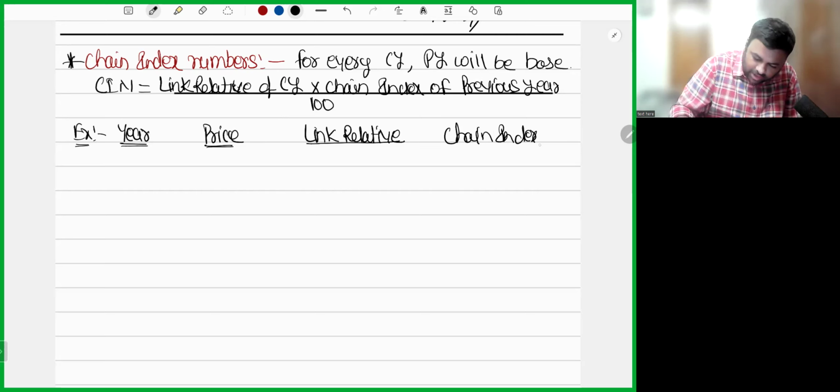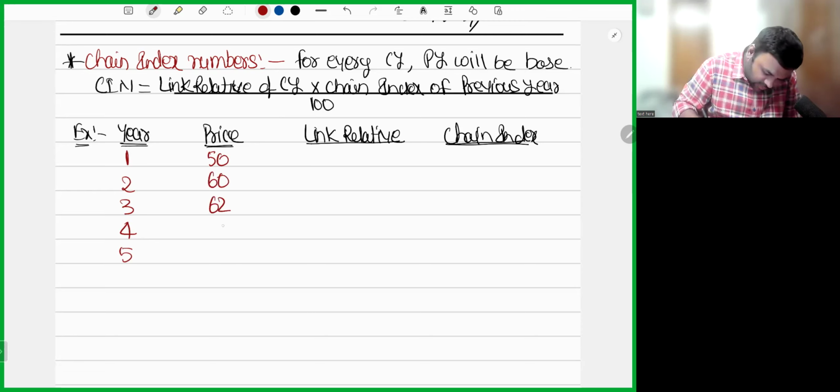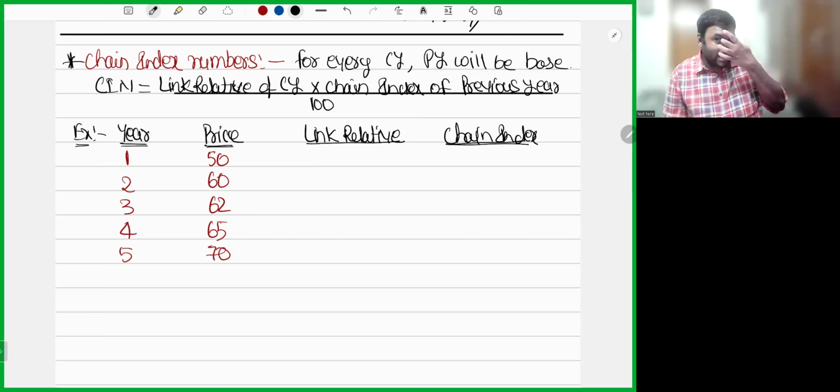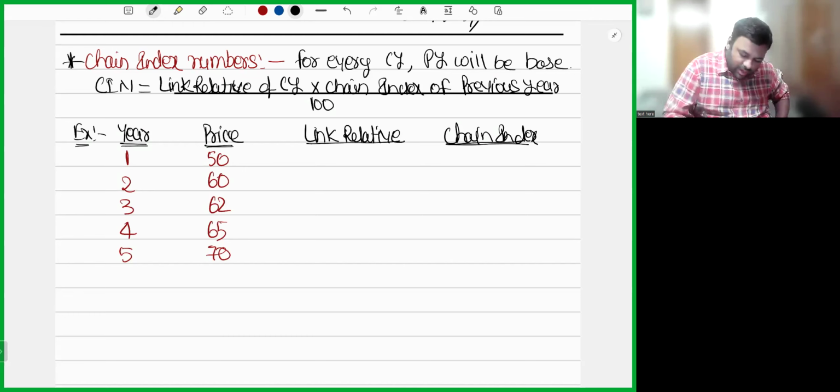Now see here, how will we calculate? Year 1, year 2, year 3, year 4, year 5: 50, 60, 62, 65, 70. Now what is relative, my dear friends? Current year by base year into 100, if you do, you will get relative. There is no base here, so the starting will be 100.